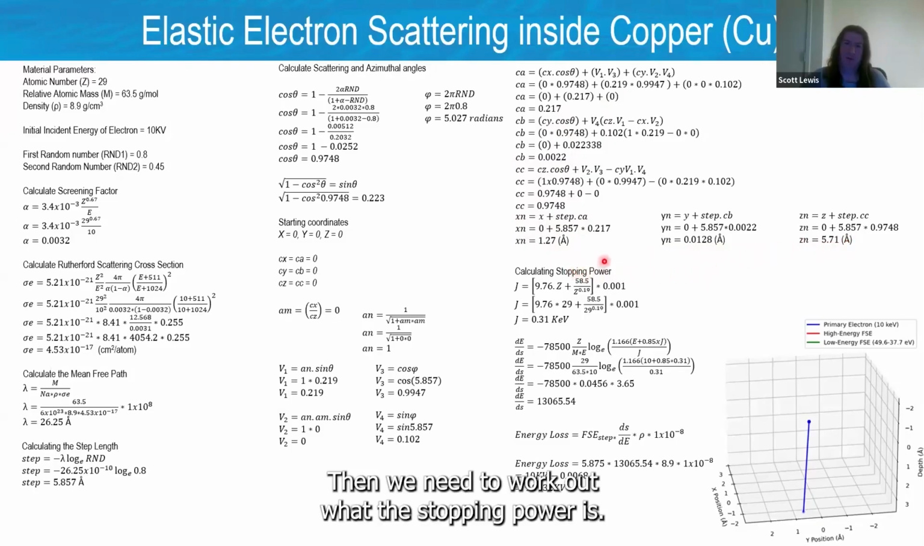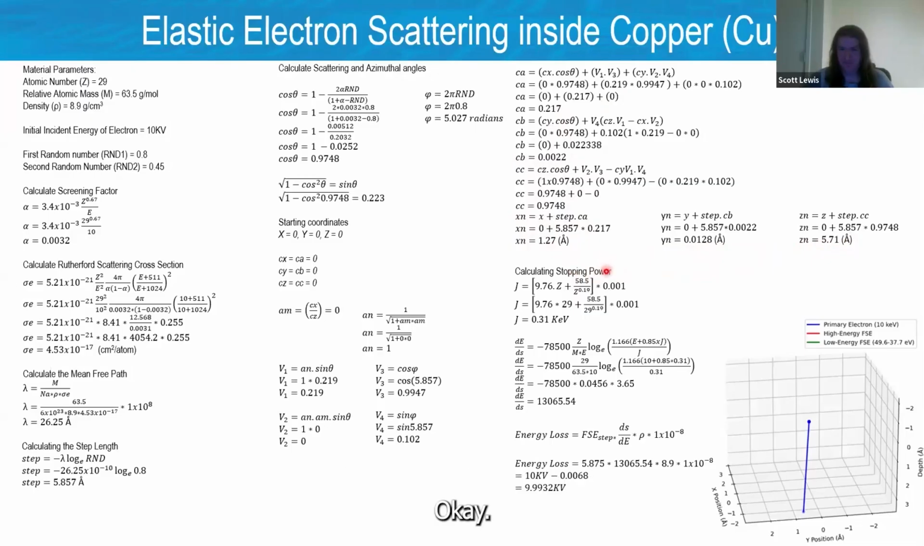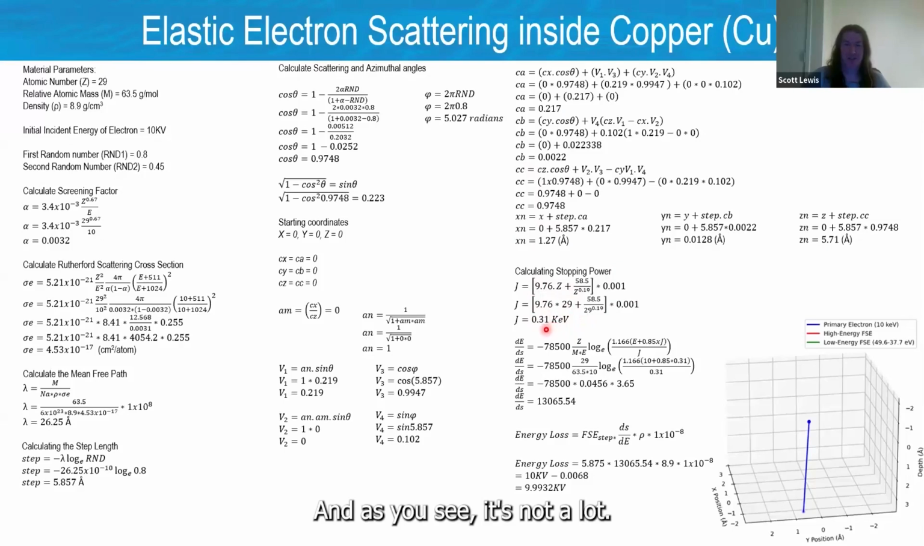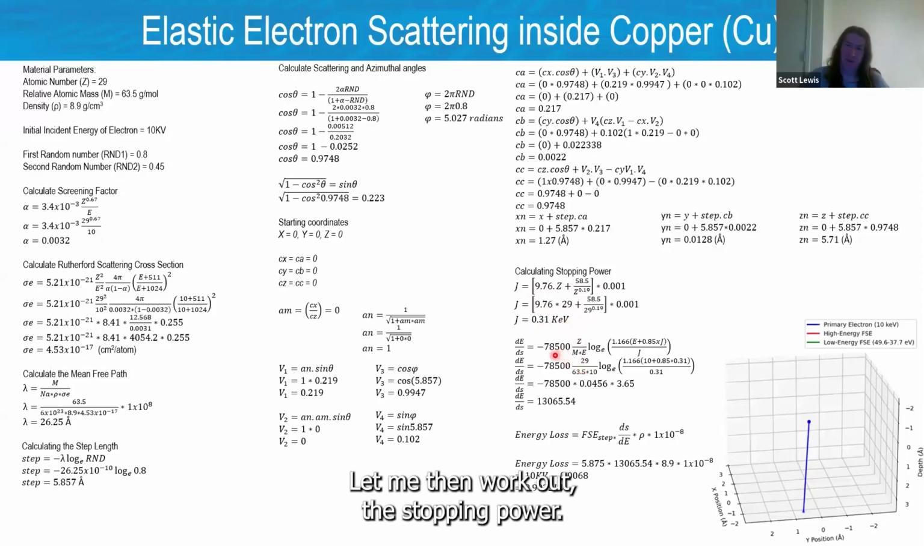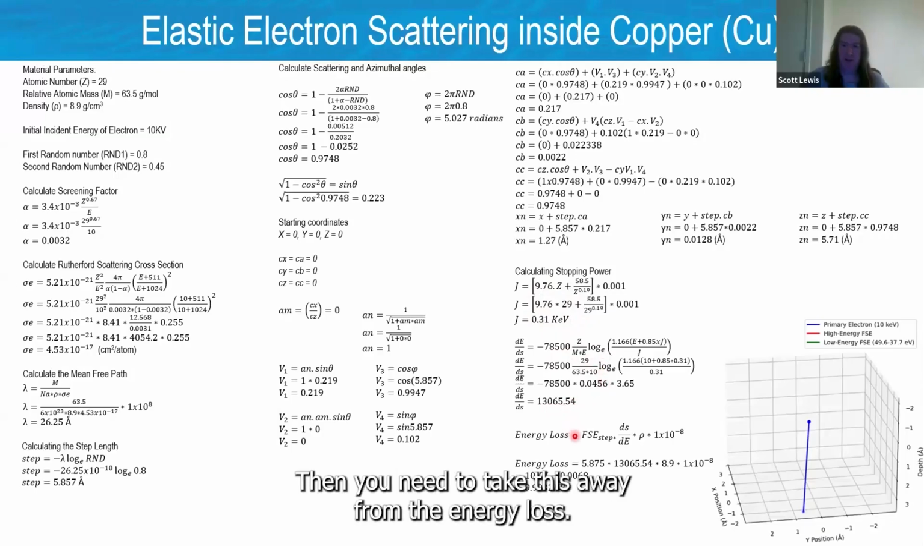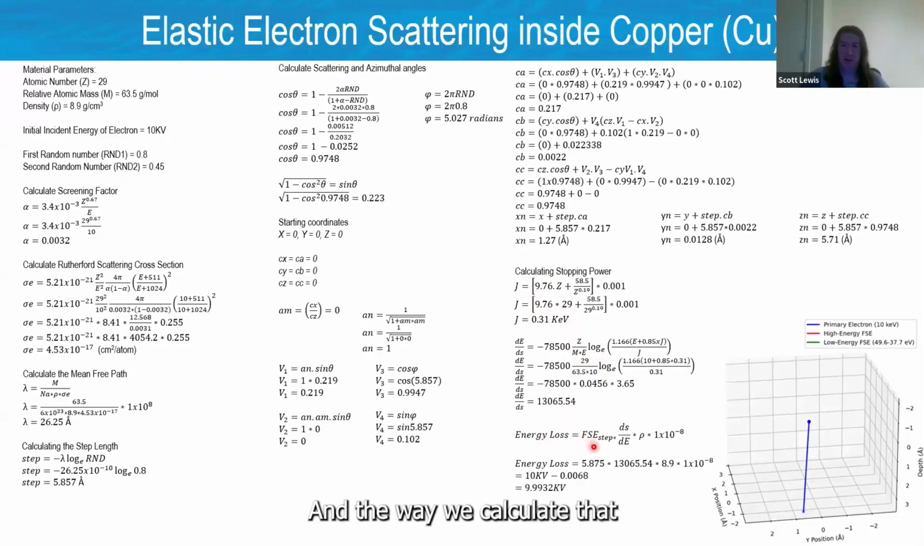Then we need to work out what the stopping power is. Okay, so we work out the ionization potential, and as you see, it's not a lot. This is in kV. We then work out the stopping power. Okay, so you can see we've got a massive stopping power, but then you need to take this away from the energy loss, and the way we calculate that is that's meant to be the step, not the. So that's a mistake from me.